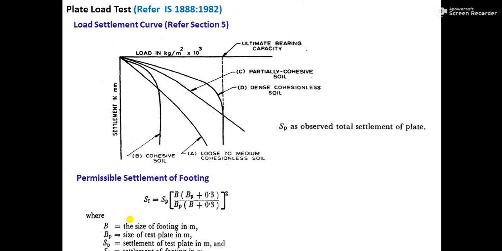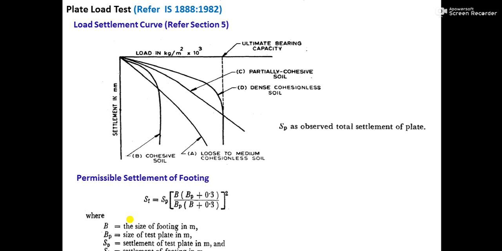Now you are testing with a 0.45 meter plate, and at that position where you are testing, you want to set up a foundation of, let's say, 2 meter by 2 meter or 2 meter by 3 meter. So if you want to set up a rectangular foundation of, let's say, 2 meter by 3 meter, then what is the width of the foundation? Sorry, the width of the foundation is 2 meter, right?